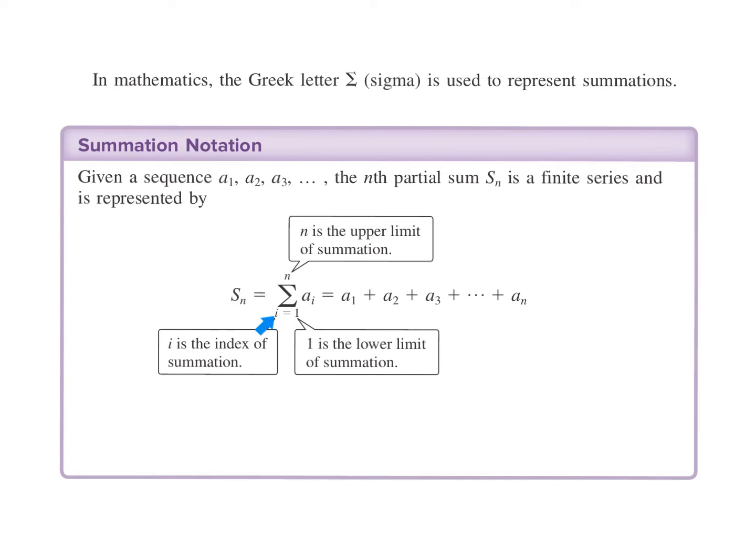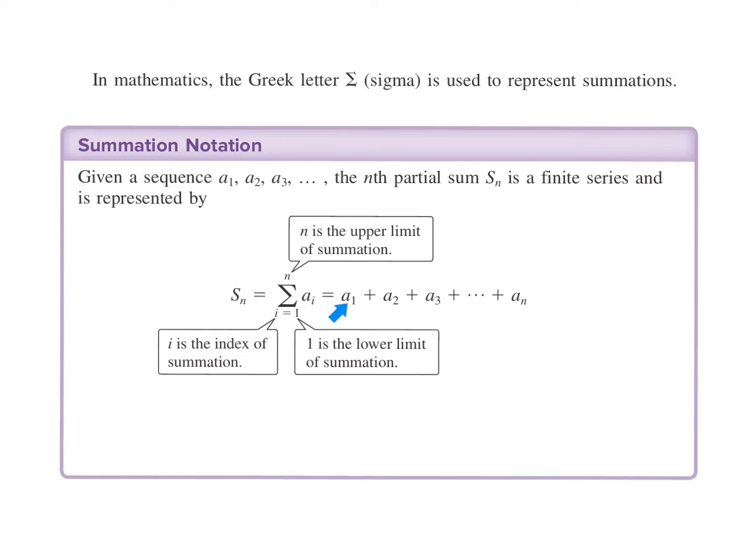I know it's a script I, and it's hard to see, but it does not mean the imaginary number. That is the actual index. That's why they use the letter I. And it starts with the first term, and that's the lower limit. Then the upper limit is n, and so I'm going to take the first term and add all the way up to the nth term.